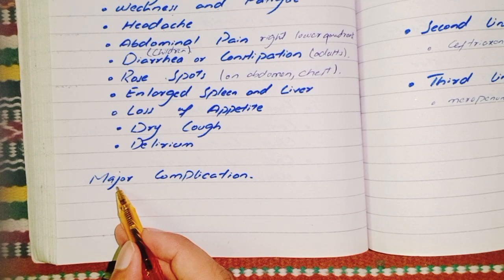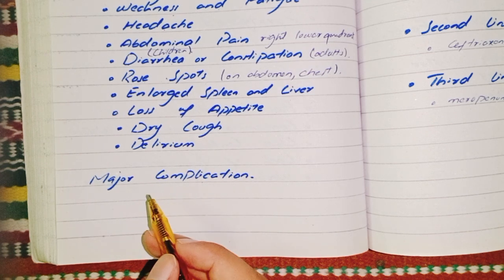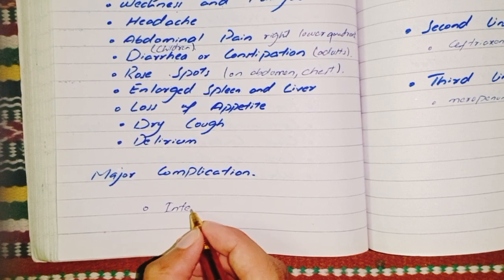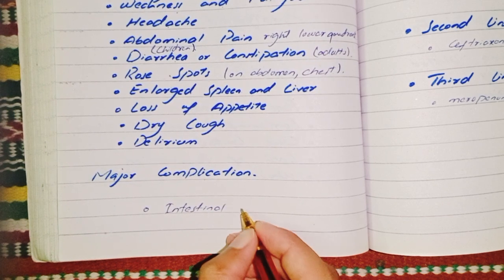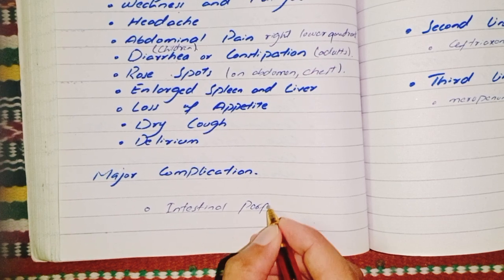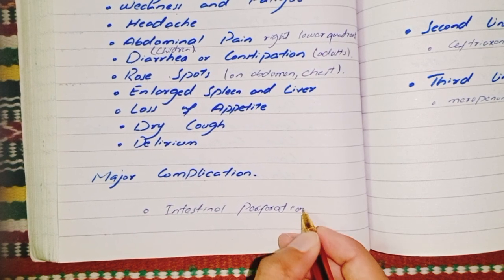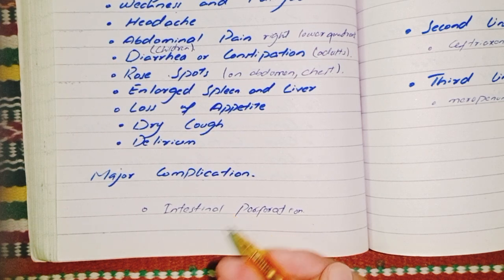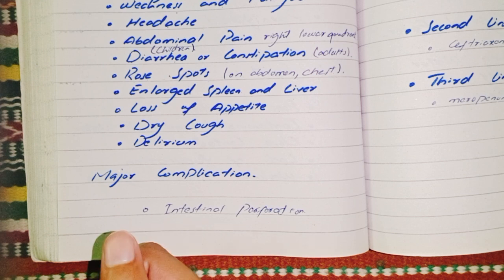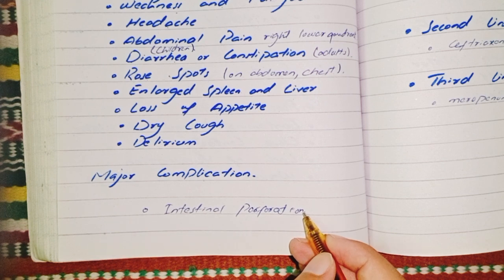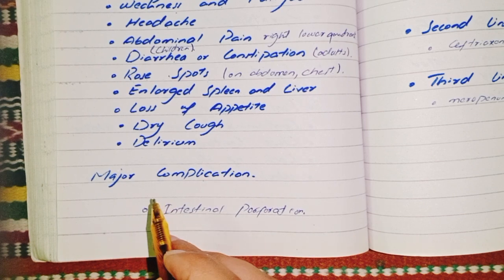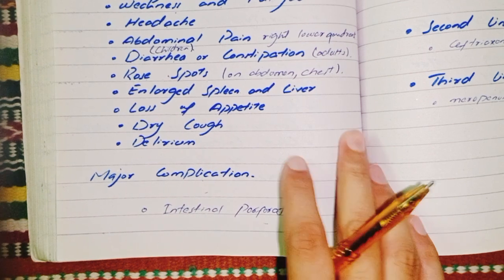Next section is about the major complication of typhoid fever. The major complication of typhoid fever is intestinal perforation. Intestinal perforation occurs due to prolonged inflammation that results in ulceration of the intestinal wall, and it is treated with proper antibiotics or with surgery. Okay, this is the most severe complication of typhoid fever, intestinal perforation.